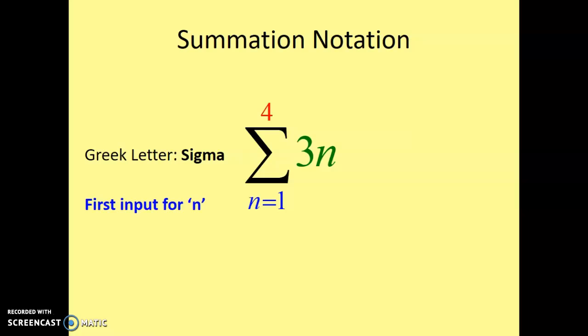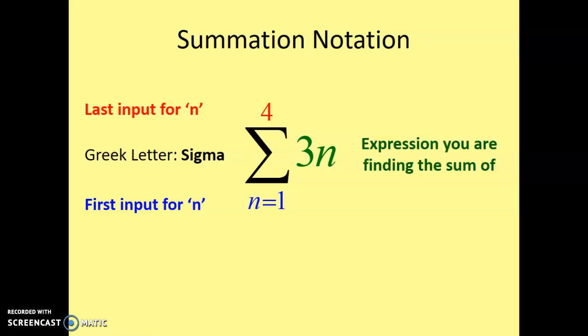Okay. The next part is the blue part on the bottom. This is your first input for n. You'll notice there's an n in green. This is an expression. We're going to get to that in just a second. We're going to put values in for n, starting with 1 because it tells us that on the bottom, and going until we get to the last input, which is at the top. This is the last input you're going to have for n. So if you start at 1, then you're going to go to 2, then 3, and then 4, and then stop. Okay? And you're putting these values into the n value in your expression, which is right there in green.